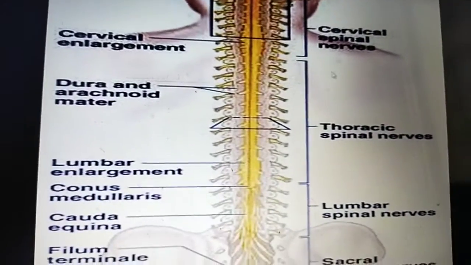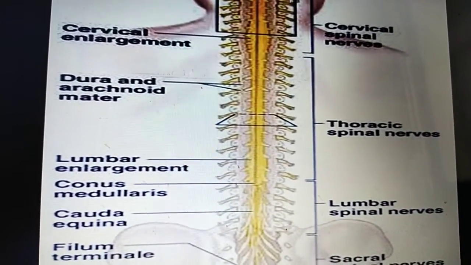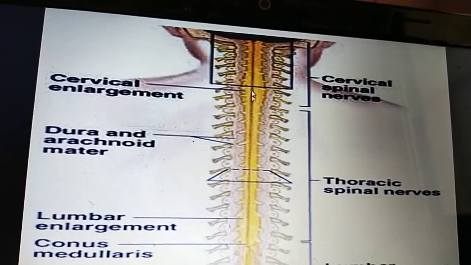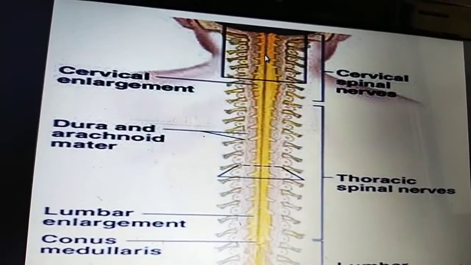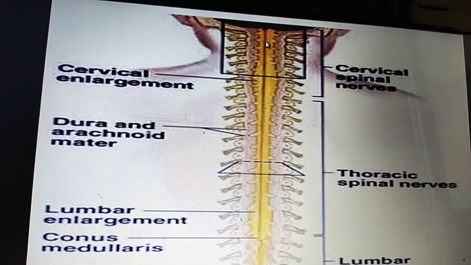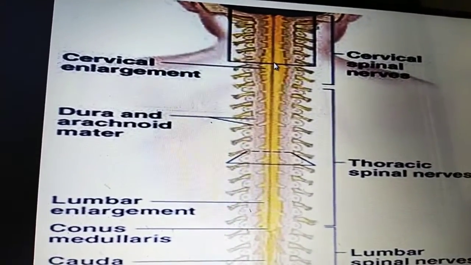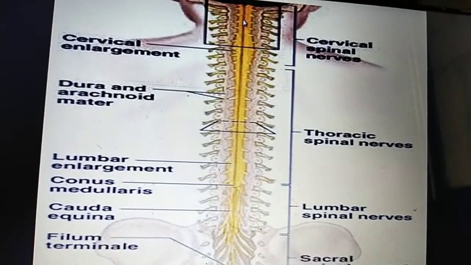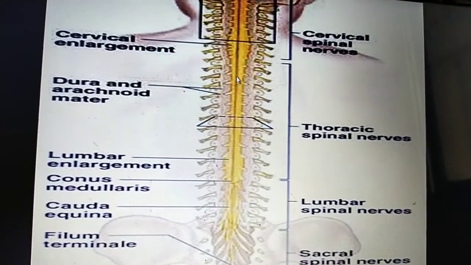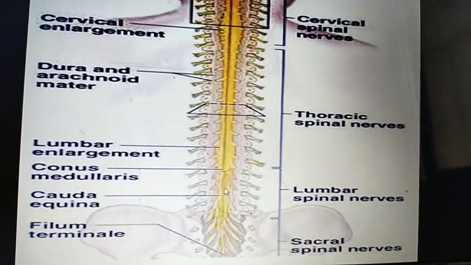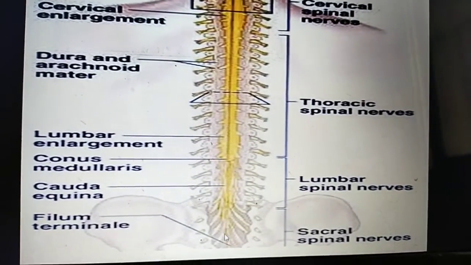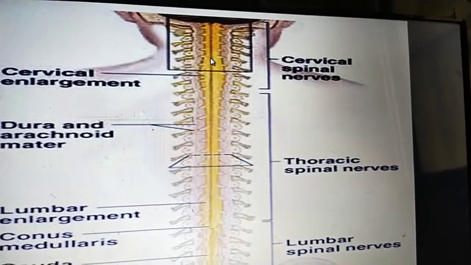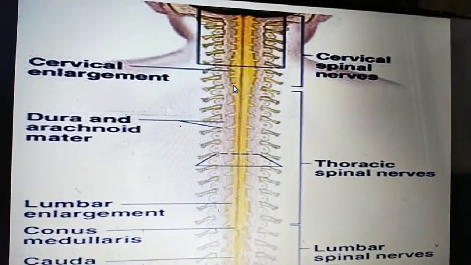This is the medulla oblongata, and this is the cervical region and nerves. This is the cervical segment, which is present in the neck, this is the thoracic segment, this is the lumbar segment, and this is the sacral segment. And here you can see a little bit of enlargement.